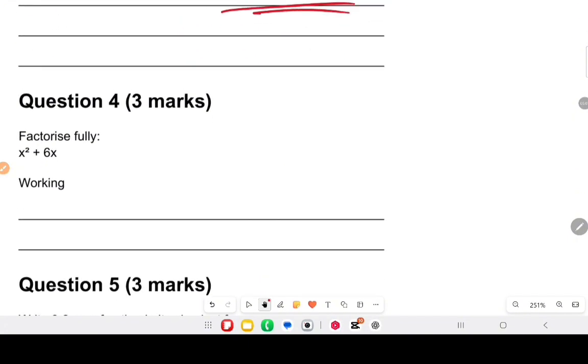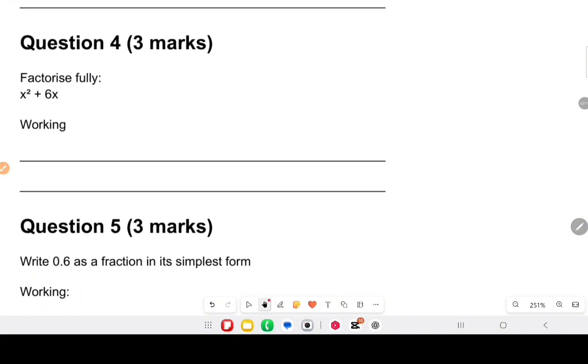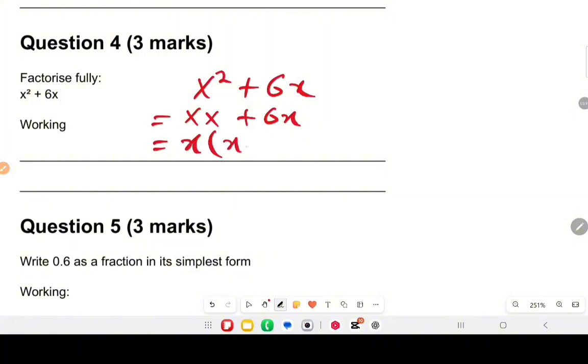We move to question number 4. It says factorize fully. Factorize is opposite of expansion. So factorize means put it in the bracket. If we want to put this expression in the bracket, we have x squared plus 6x, which means we have x times x plus 6x. What is common in both of them? x is common, which is equal to x into x plus 6 as the answer. If you want to get back this answer, multiply out: x times x gives us x squared, x times 6 gives us 6x. So that is how to know if you are correct.